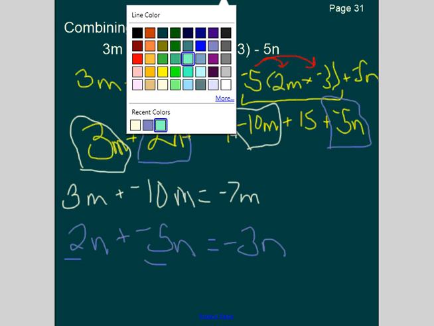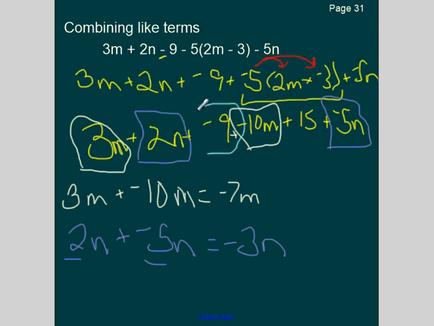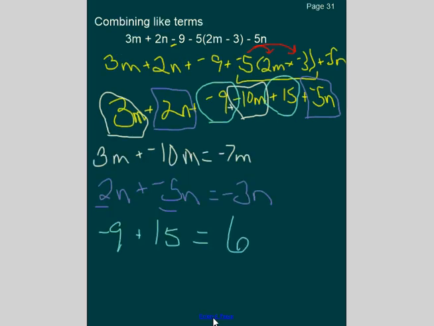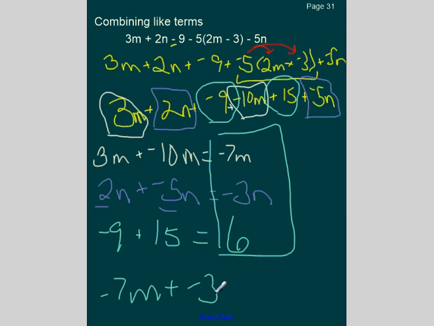How about light blue? Our constant terms are terms that do not have a variable. So I have negative 9 and positive 15. Negative 9 plus 15 is going to end up giving me 6. So my final answer here is going to be the sum of all of these different parts that I just found out right here. So it's going to be negative 7m plus negative 3n plus 6.